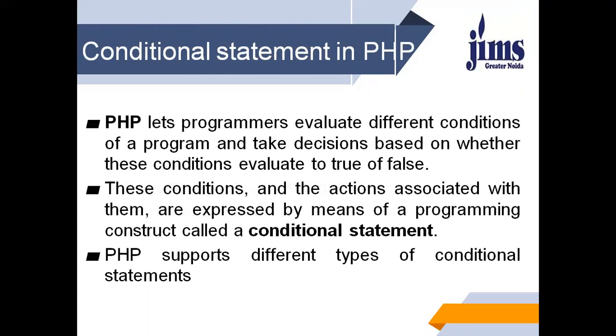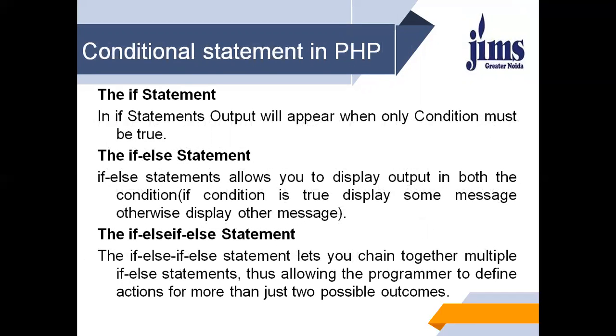So first, the conditional control structure affects the flow of the program and executes or skips certain code according to certain criteria. PHP lets the programmer evaluate different conditions of a program and take decisions based on whether these conditions evaluate to true or false. These conditions and the actions associated with them are expressed by means of a programming construct called a conditional statement. PHP supports different types of conditional statements. So we are going to discuss four conditional statements.